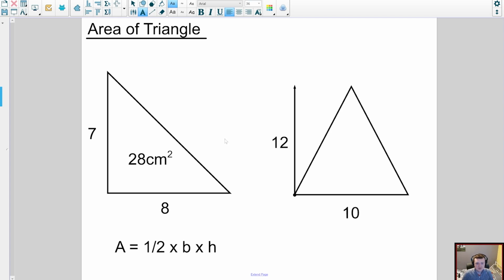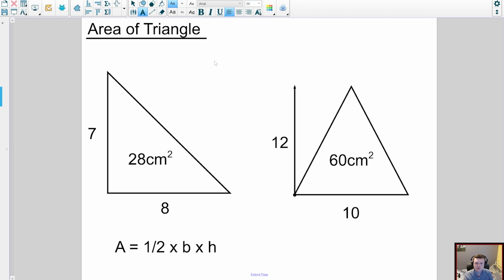Now, what about the second one? Well, we don't have an up to down measurement here, but we have this one. If you've been given a height, even if the triangle doesn't look like it uses that height, make sure you use this number. This is called the perpendicular height, but don't worry too much about that. We've got our 12 times by our 10, which is 120. Half of that will be 60. So this answer would be 60 centimeters squared, like so. And that's going to be the areas of our triangles.